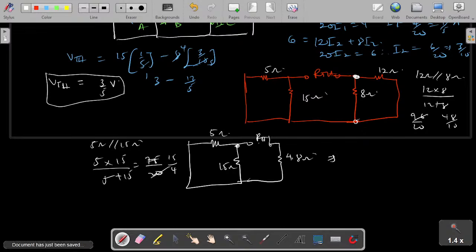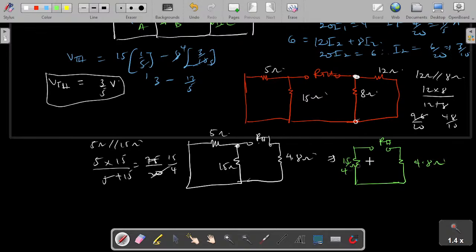So redrawing our final circuit, we are simply going to get our circuit to be this way. I'll have this collapse as 1 to my RTH, which is in between the terminal. This goes here to 4.8, right? Like this. So I have my 4.8 ohm, and I have my 15 over 4 ohm. Here you can see that everything is in series. Therefore, my RTH is equal to 15 over 4 plus 4.8.